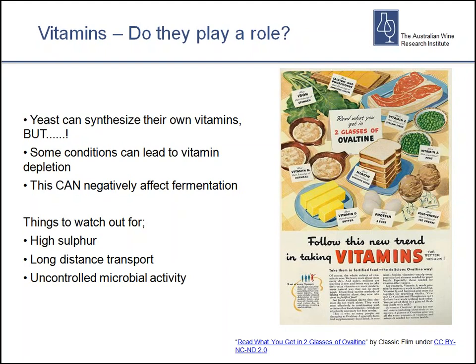And a similar effect has been attributed to high SO2 concentrations. High SO2 can really strip juice of its vitamin complement, particularly thiamine. And high SO2 concentrations in juice can occur via mis-add during juice preparation, or sometimes it's added at high concentrations to preserve juice during transportation.